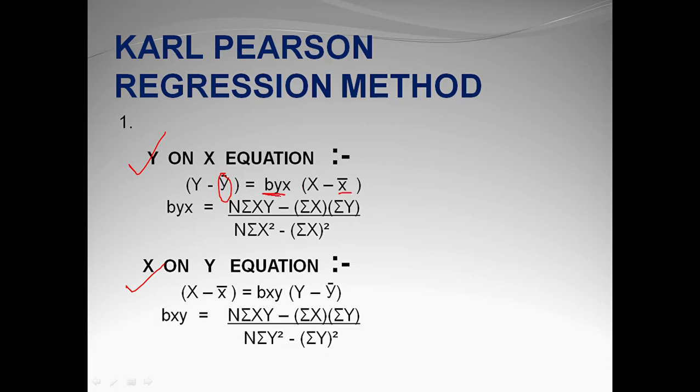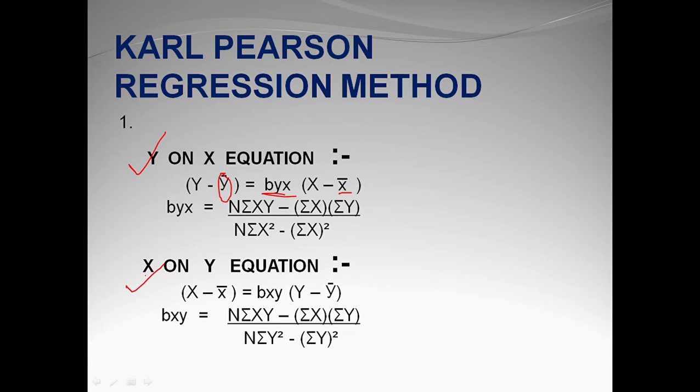And this byx is equal to n, the number of observations in the series, multiplied by summation of xy minus summation of x series multiplied by summation of y series, whole divided by n multiplied by summation of x square, and x square is the dx series, minus summation of x whole square. This is the y on x equation and it is byx.